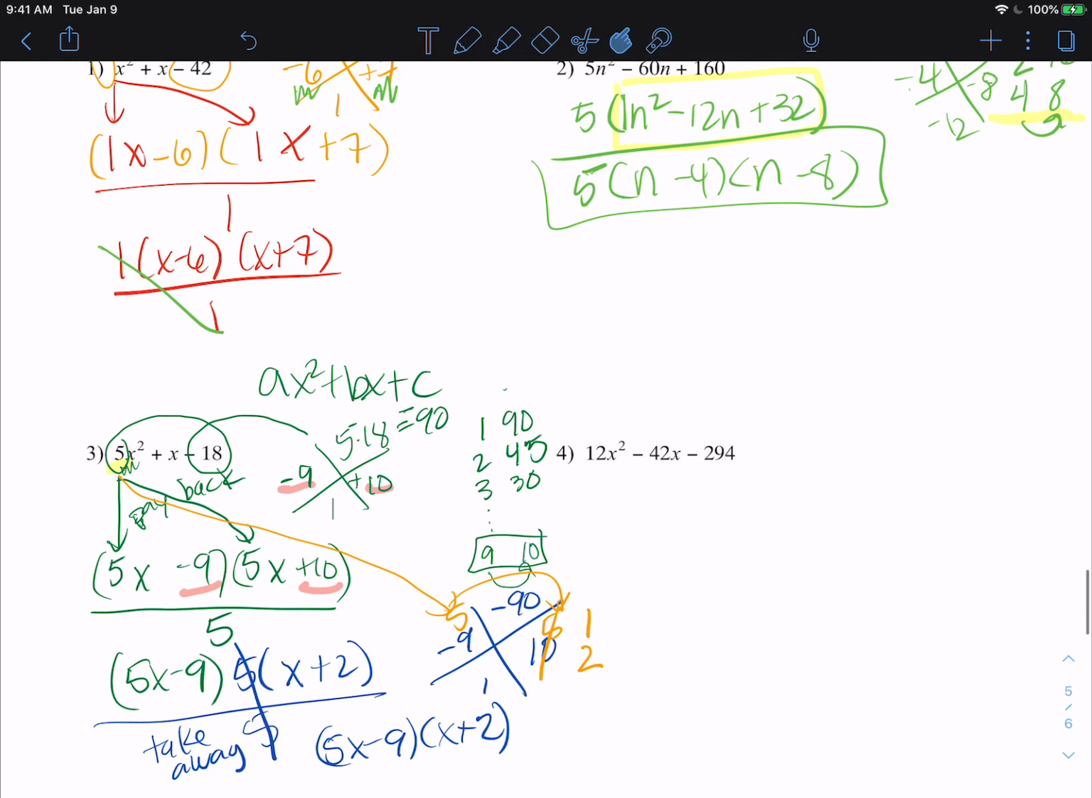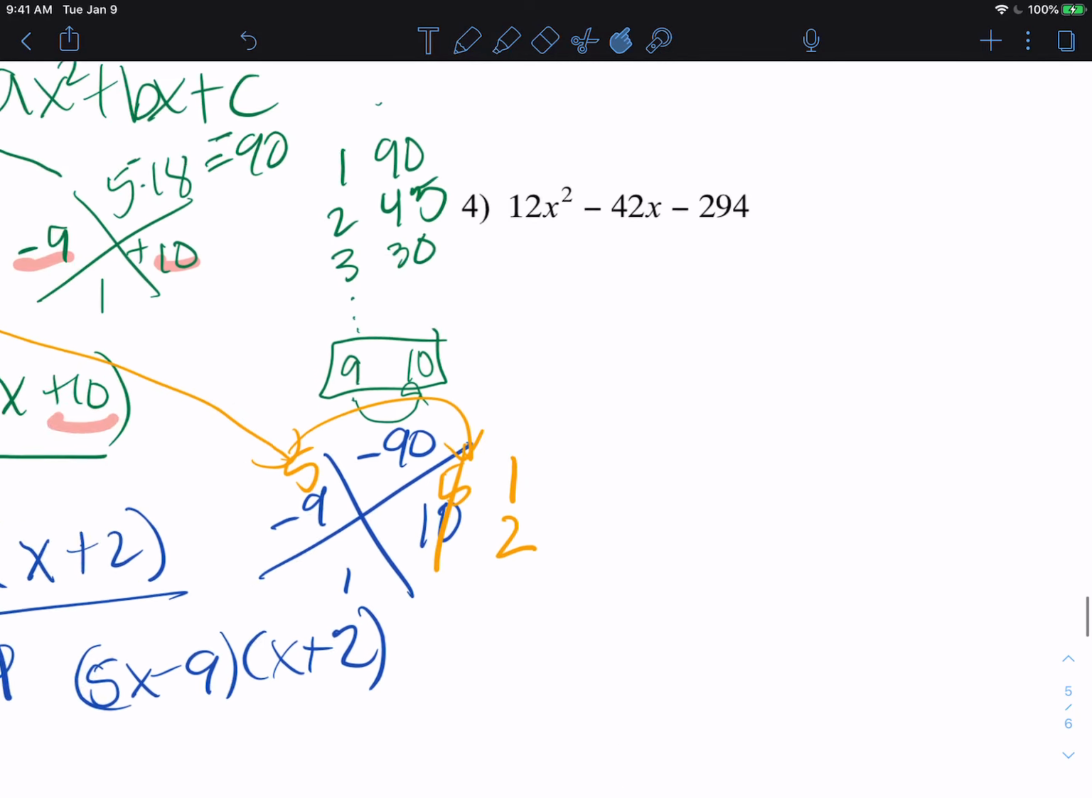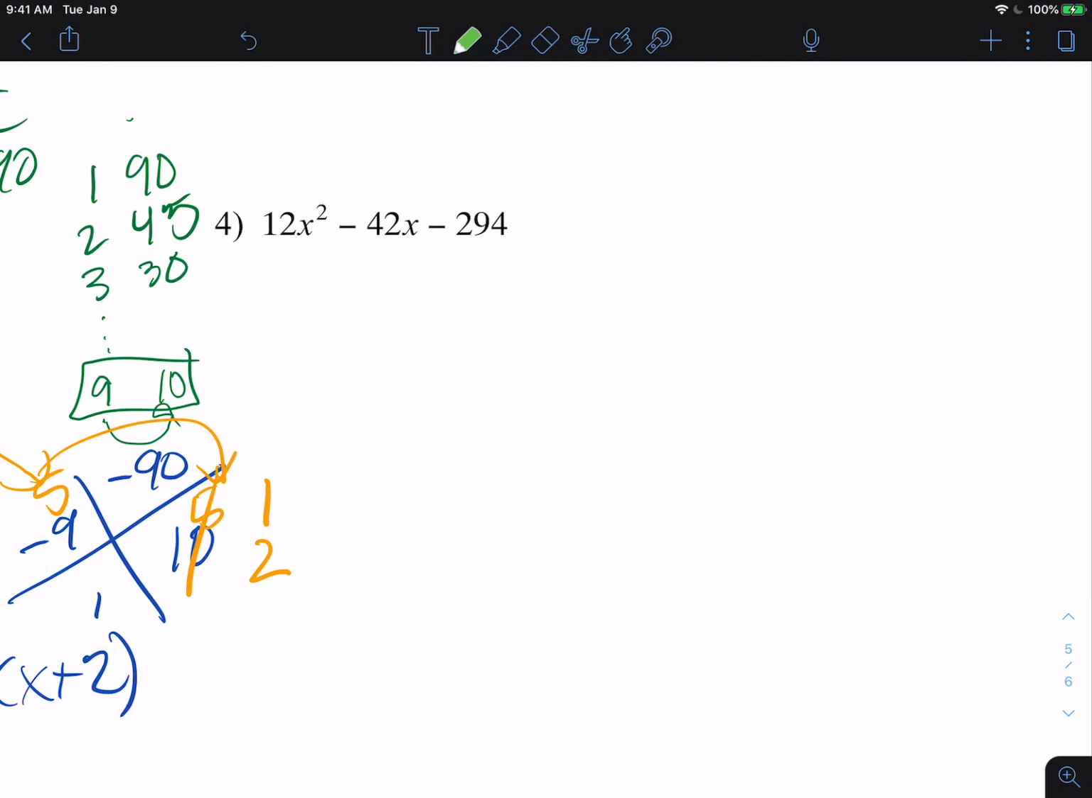Okay, so let's look at another one where it doesn't have a 1 in front. So if we look at this next one, okay, so I'm looking here. If I look at my smallest number here, our smallest number is 12. All right, so if I think of 12, we've got 1, 2, 3, 4, 6, and 12. Okay, well, if I look at 42, I know 6 goes into that, but 12 doesn't. So I'm going to see if 6 goes into 294. So if I do 294 divided by 6, it goes in evenly, so I'm going to take out a 6. So we get 2x squared minus 7x minus 49.